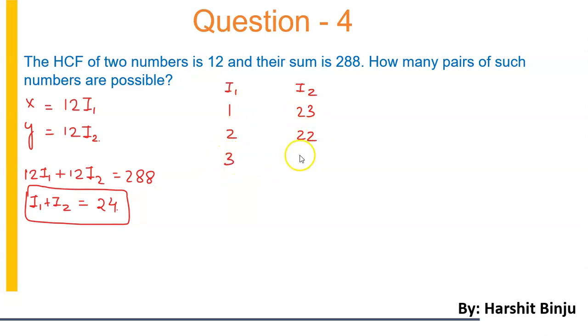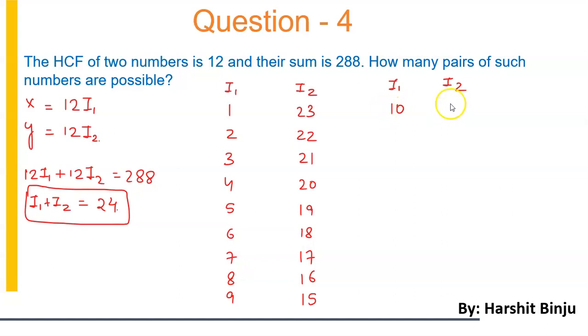it can be 3, then it can be 21, then it can be 4, it can be 20, then it can be 5, it can be 19, then it can be 6, it can be 18, then it can be 7, then it can be 17, then it can be 8, it can be 16, it can be 9, it can be 15, and we can move on. Then it can be 10, it can be 14, then 11, 13, 12, and 12, and then it's going to be exactly the opposite.